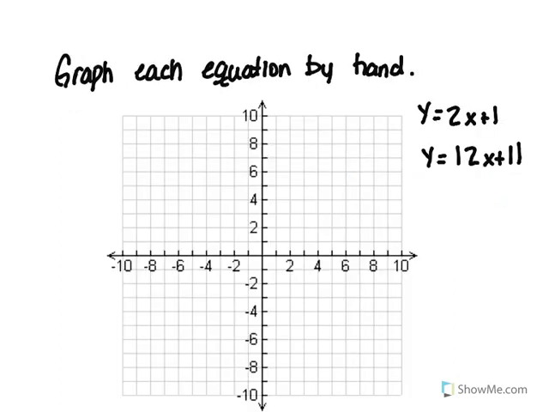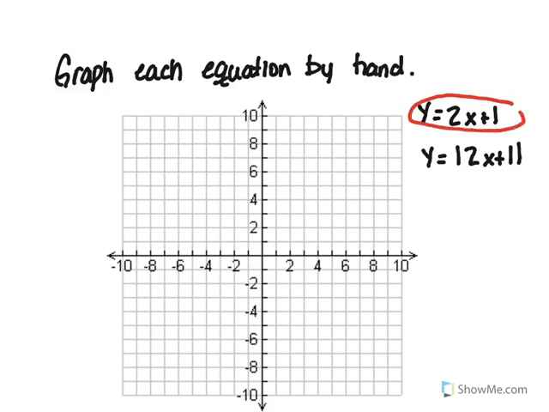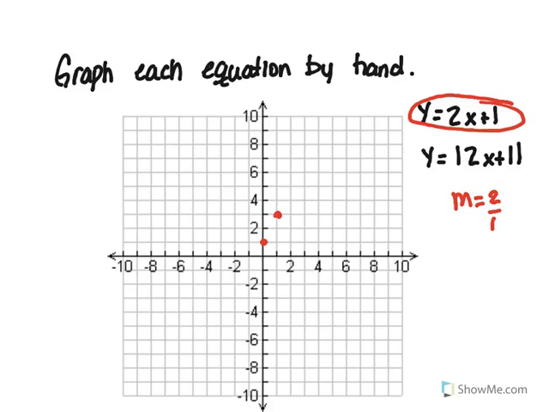Okay, let's end with finally graphing one of these absolute value functions. So we want to graph these each by hand. First, we're given y equals 2x plus 1, and we know how to graph this. This is just a linear equation. So remember, start with b, and then m equals 2 over 1, so the rise is 2, and we go over 1.